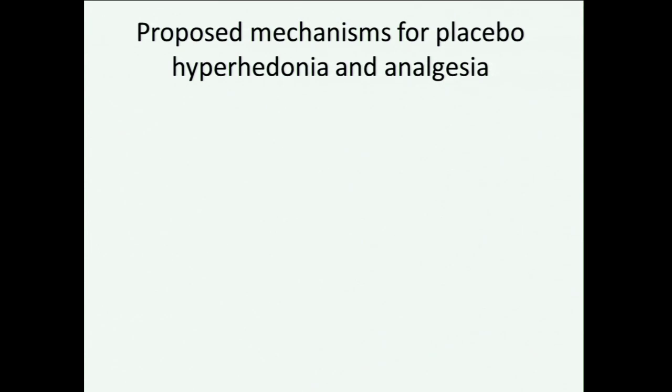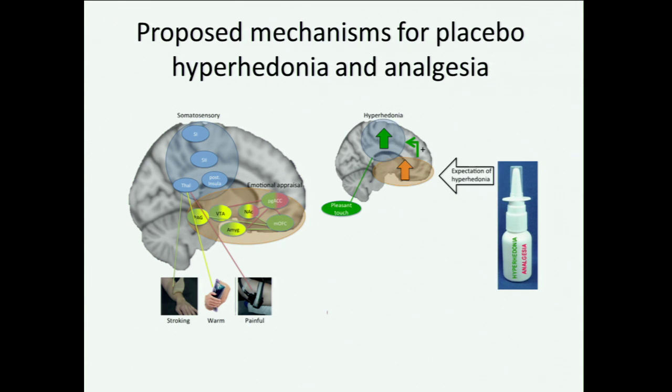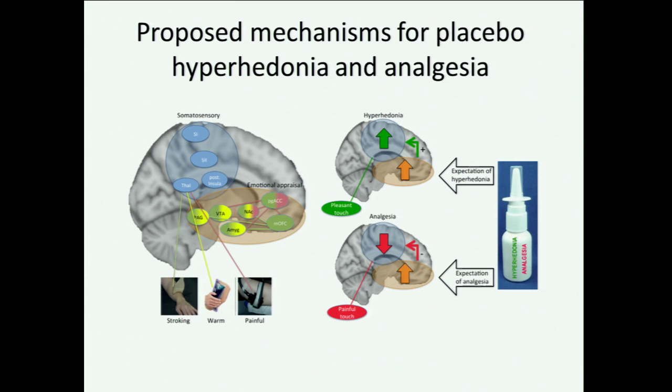So we proposed a mechanism for how this might work. We think that during the placebo manipulation, you activate an emotional appraisal mechanism that then influences somatosensory and insular processing. If you expect that the stimulus will become more pleasant, you get an upregulation of processing in the somatosensory and insular cortices. But if you expect that the placebo manipulation will reduce pain, you get a down-regulation of activity in these areas.